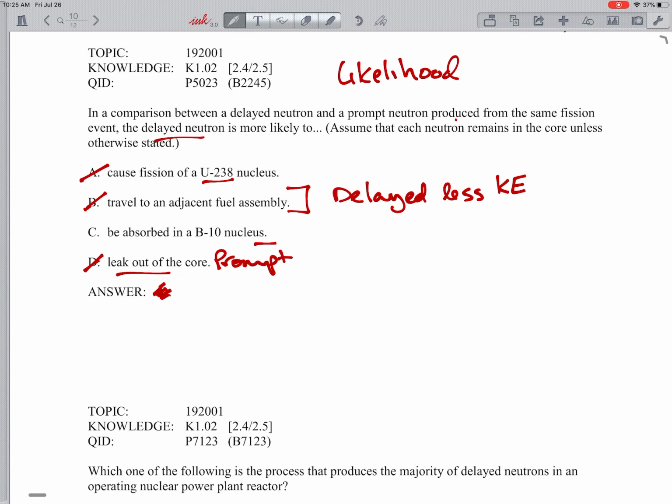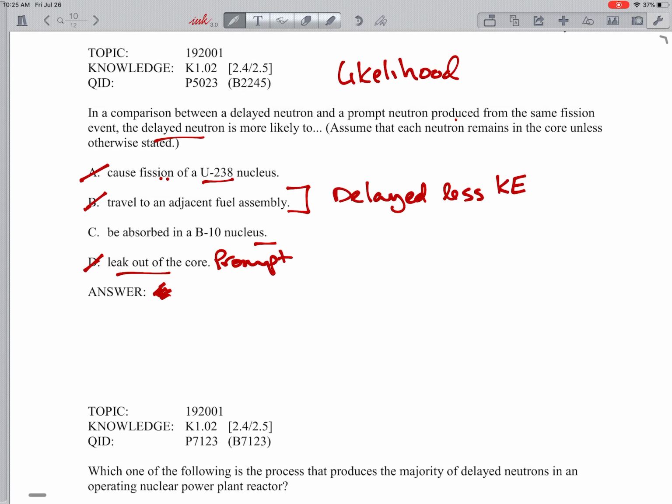So, will it be absorbed by a B10 nucleus? Well, B10 nuclei are known to have big microscopic cross-sections for absorption. So I'm going to say the answer is C. Go with that. It's not A, that's a prompt for A.